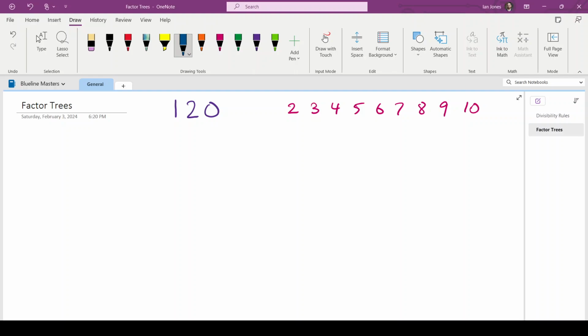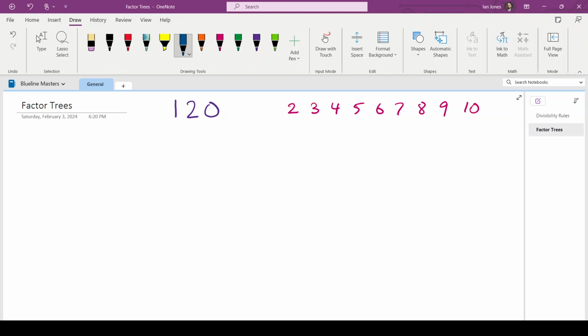Hi everyone. So in this video I'm going to show you how to factor using the factor tree method. There are other methods that are perfectly valid. This is just one method, but this is a good method and it's a method that always works. Okay, so I'm going to use 120 as my example to factor with the factor tree.